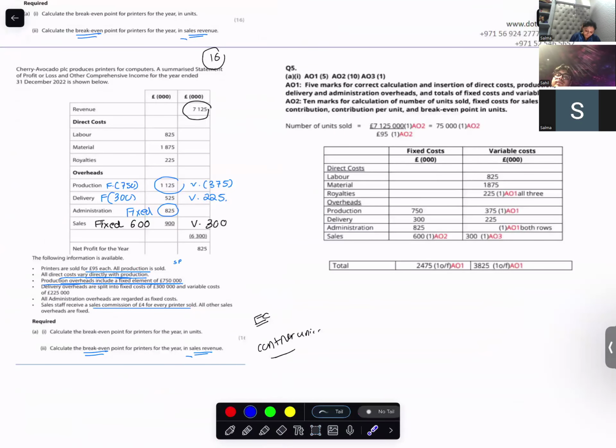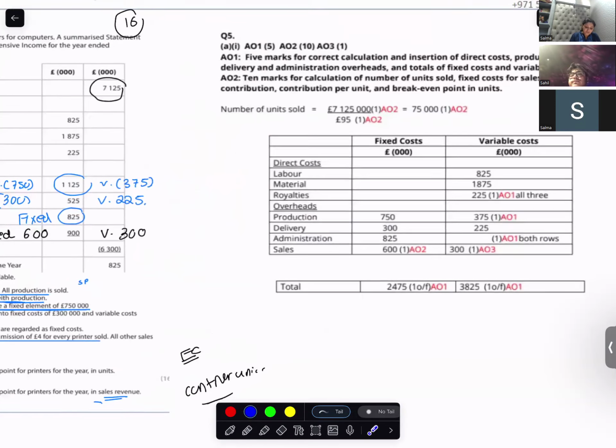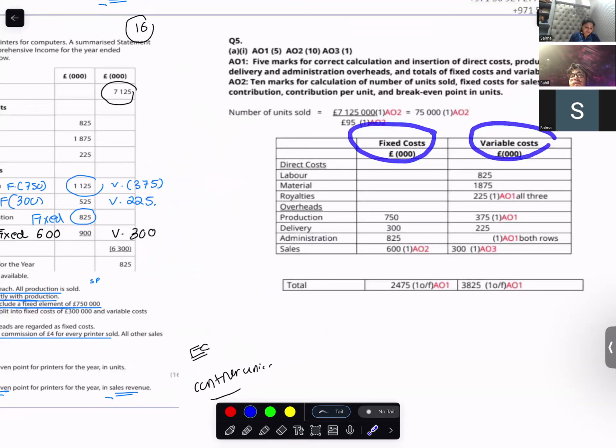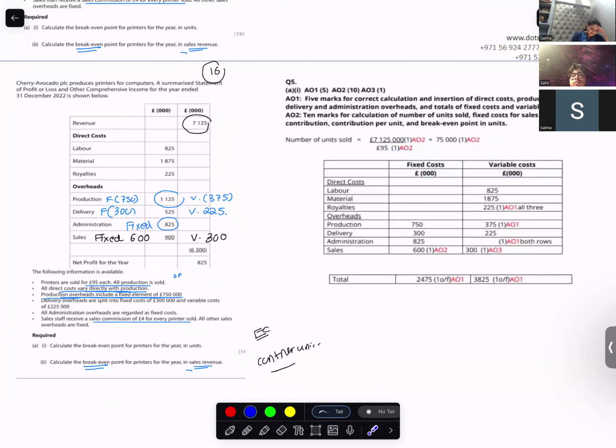Here I have the breakup of variable cost and fixed cost. Can you see now? I have all my costs here. Direct costs vary directly with production, meaning they are entirely variable with the level of output. So 825 is variable, 1875 is variable, 225 is variable. For overheads, we have the bifurcation of fixed and variable; we just did it.